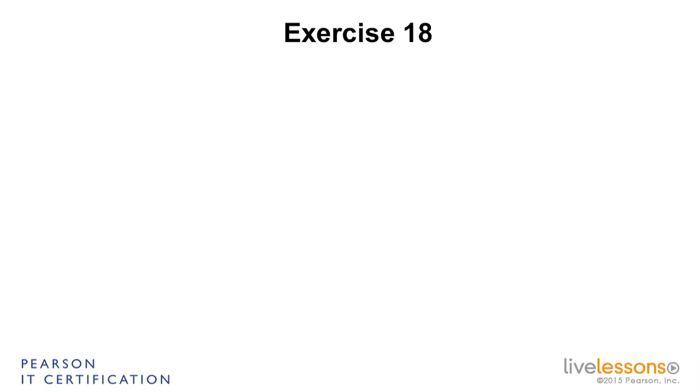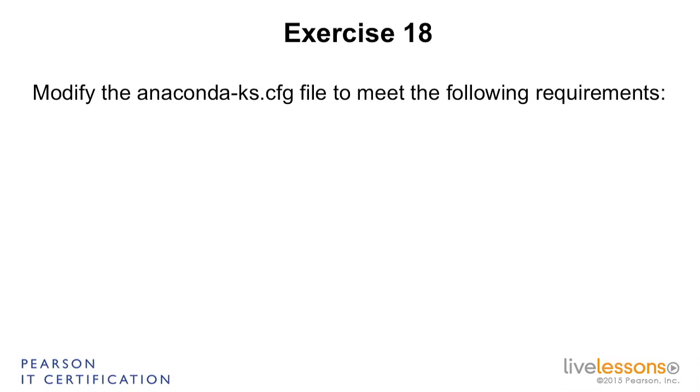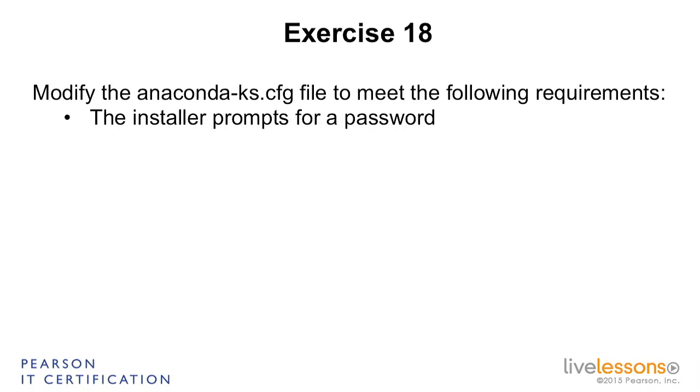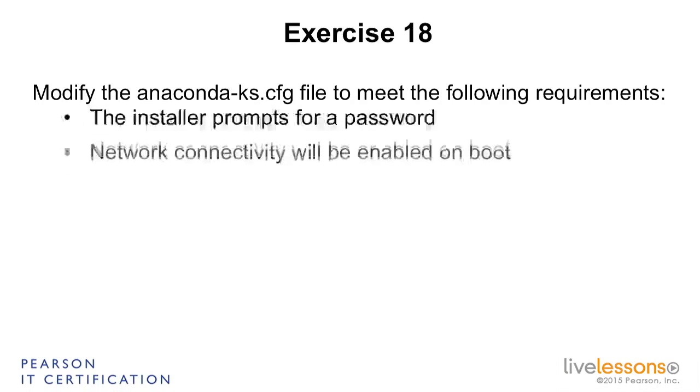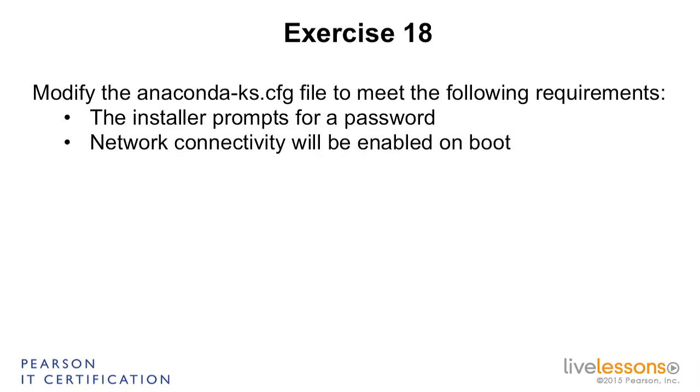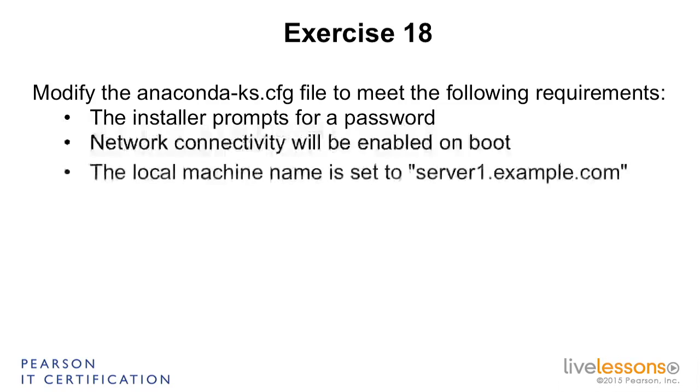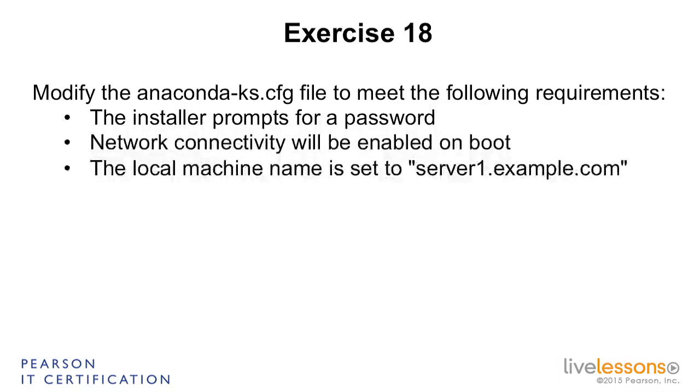So let's do the exercise. This exercise isn't really complicated. I would like you to modify the anaconda-ks.cfg file to meet the following requirements. First, the installer needs to prompt for a root password. The network connectivity must be enabled on boot, and the local machine name is set to server1.example.com.